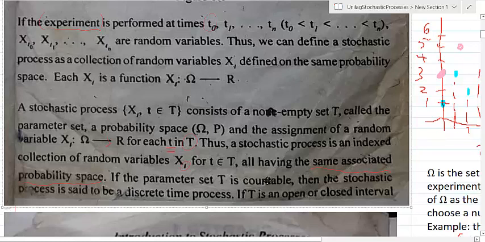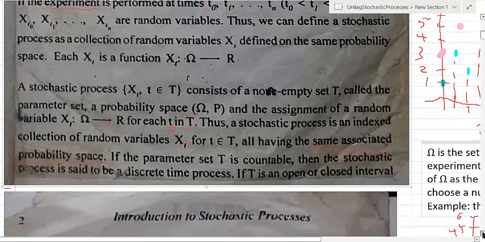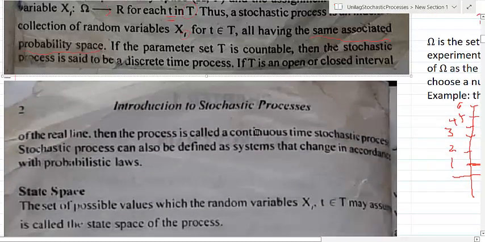So the first case here that's described is when the set T is countable. So you have a countable set or listable set of random variables. Now, on the contrary, if T is an open or closed interval, then the process is called a continuous time stochastic process.